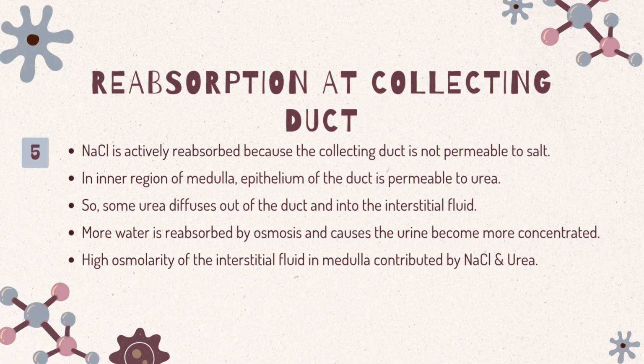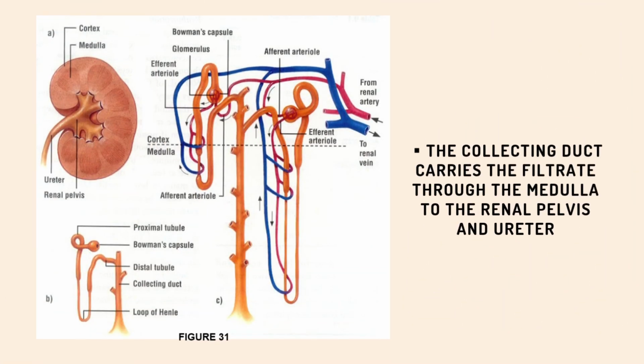Reabsorption at collecting duct. 5. Sodium chloride is actively reabsorbed because the collecting duct is not permeable to salt. In inner region of medulla, epithelium of the duct is permeable to urea. So, some urea diffuses out of the duct and into the interstitial fluid. More water is reabsorbed by osmosis and causes the urine to become more concentrated. High osmolarity of the interstitial fluid in medulla is contributed by sodium chloride and urea. The collecting duct carries the filtrate through the medulla to the renal pelvis and ureter.